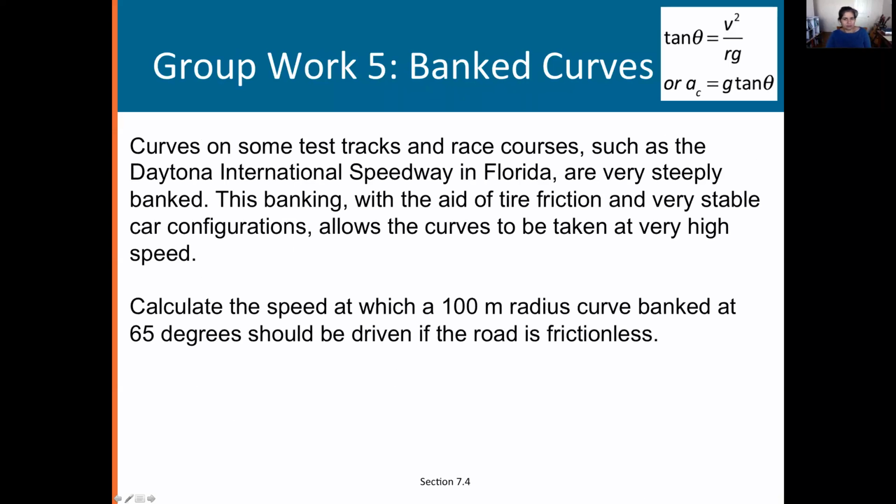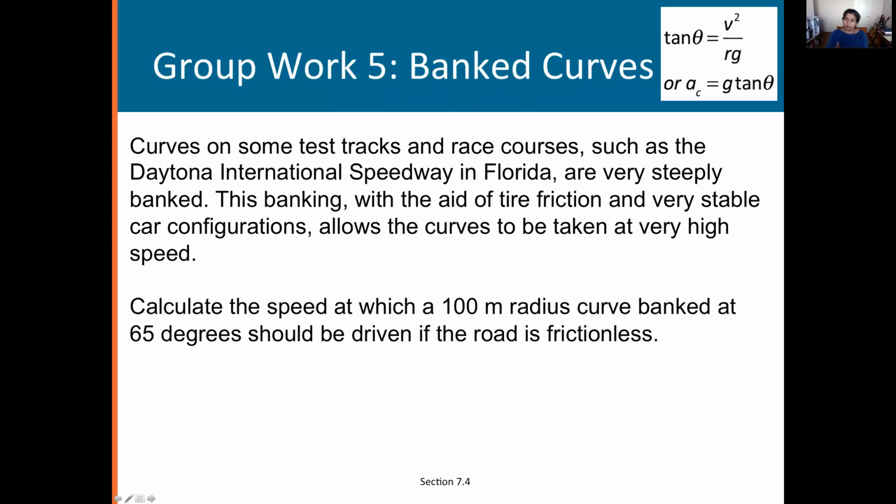Curves on some test tracks and race courses, such as Daytona International Speedway in Florida, are very steeply banked. This banking, with the aid of tire friction and very stable car configurations, allows curves to be taken at very high speed. Calculate the speed at which a 100-meter radius curved bank at 65 degrees should be driven if the road is frictionless. Okay, so now we're not allowing for any friction, but just based on that angle, we have a component of the force.